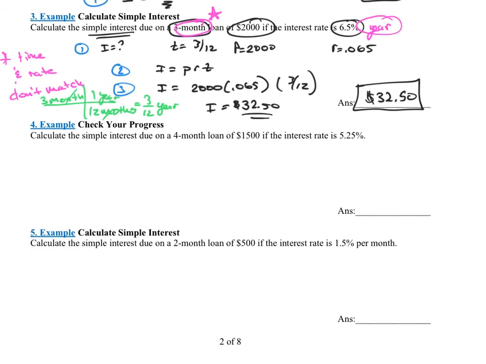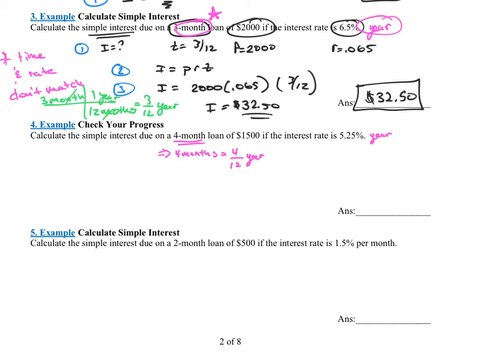Go ahead and look at example 4 now. It says calculate the simple interest due on a 4-month loan of $1,500 if the interest rate is 5.25%. Again here, our percent is always, unless otherwise stated, in terms of years. Since this is 4 months, 4 months is the same thing as 4/12ths of a year.